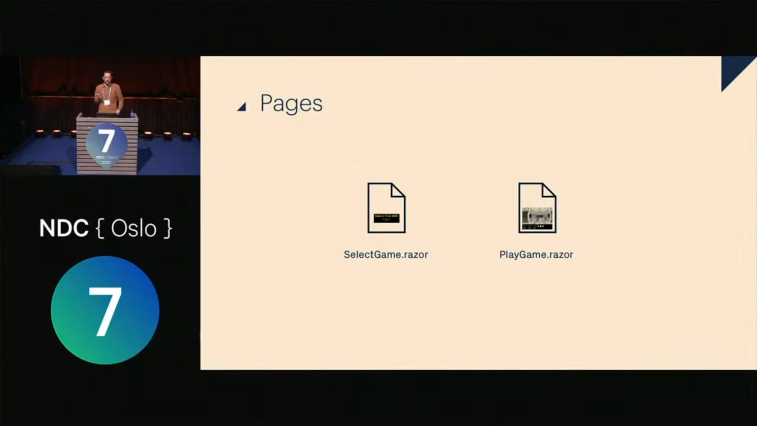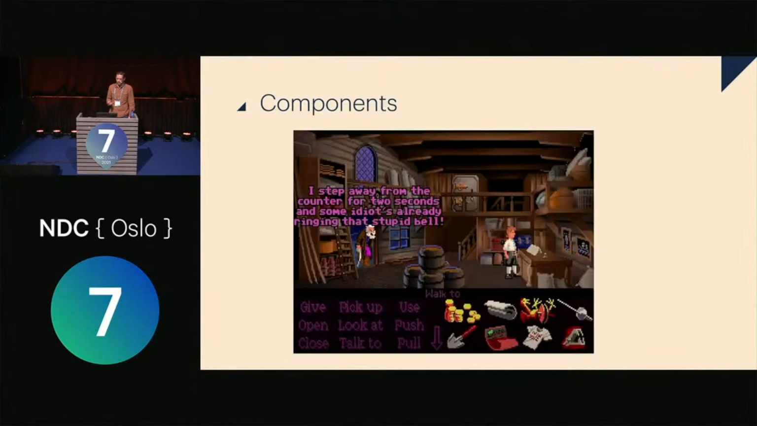And I'm going to have two top-level pages in my application. I'm going to have a select game page, where the player can obviously select a game. And then when you select a game, you will be redirected to the play game page, and there you should be able to actually play the game that you selected. And that should obviously look a little bit like this, ideally.